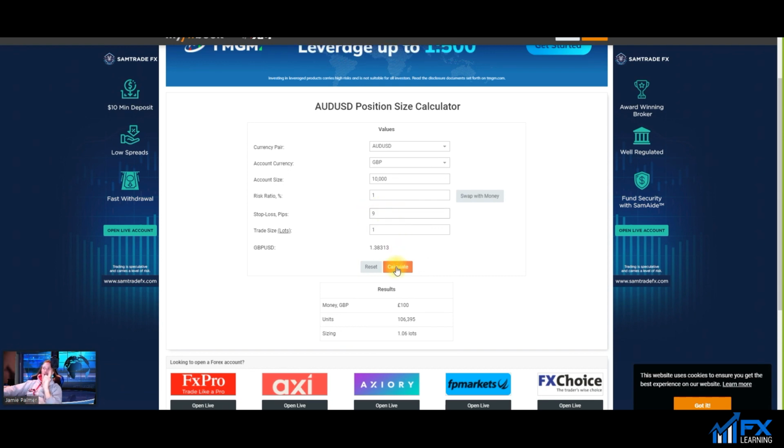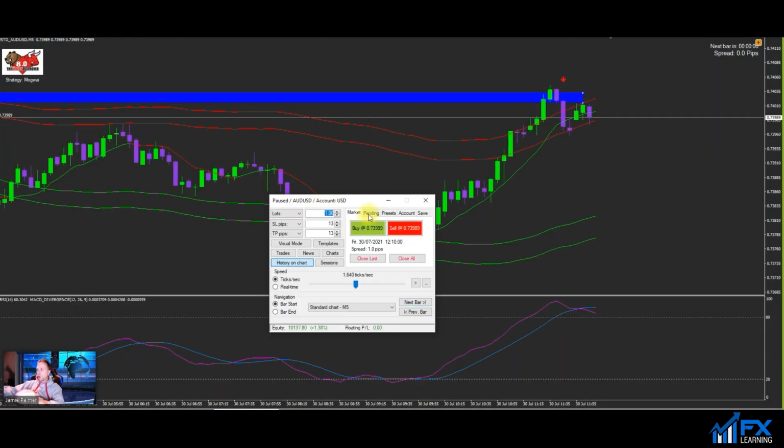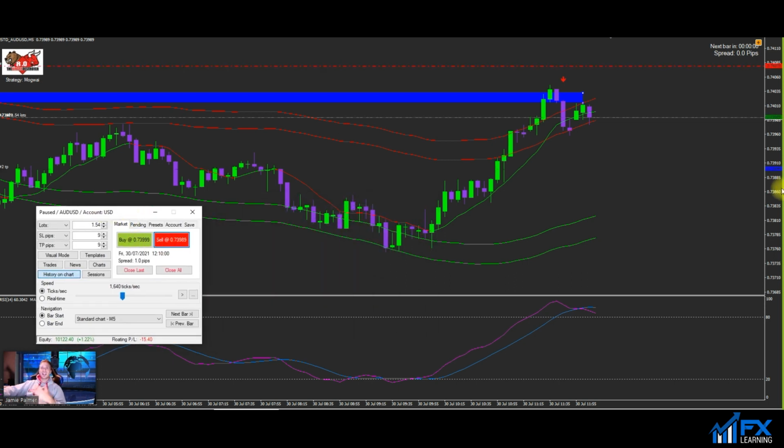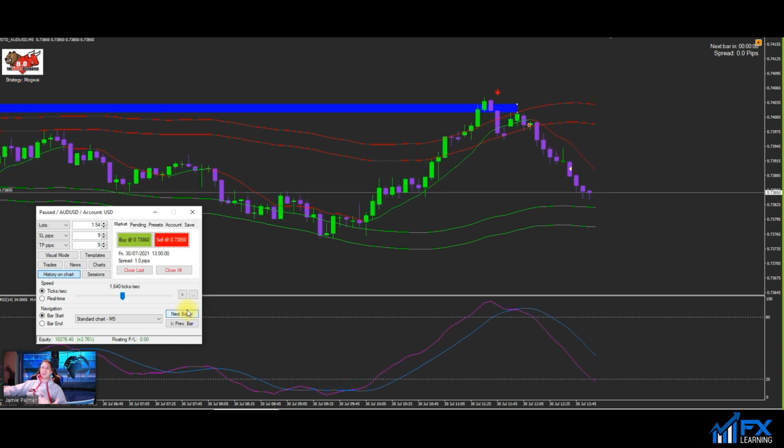Okay, and notice what changes. My lot size. My risk stays the same, and this is the important part. I'm still risking £100 on this trade, but my lot size has changed and my stop loss. So again, 1.54 lots. So I'm going to take a trade now. 1.54 lots. Stop loss was 9 pips. Take profit is 9 pips. We're going to take a sell. And again, like I said, okay, now hopefully this trade wins. Oh, there we go. Nice.